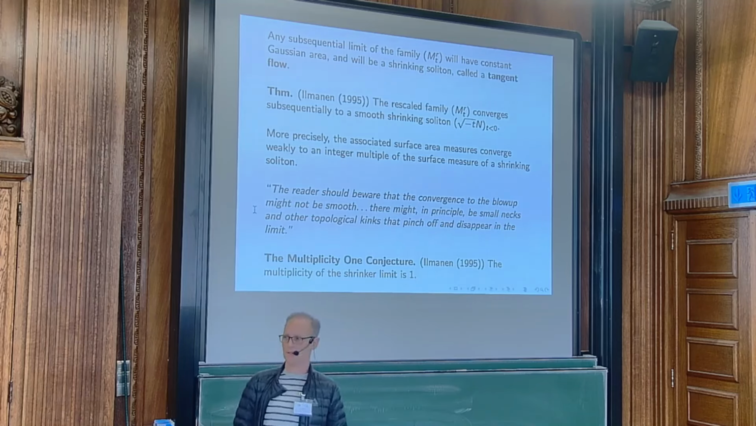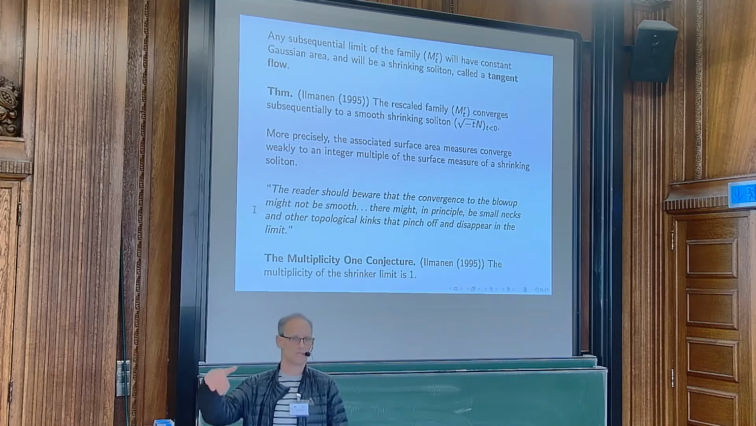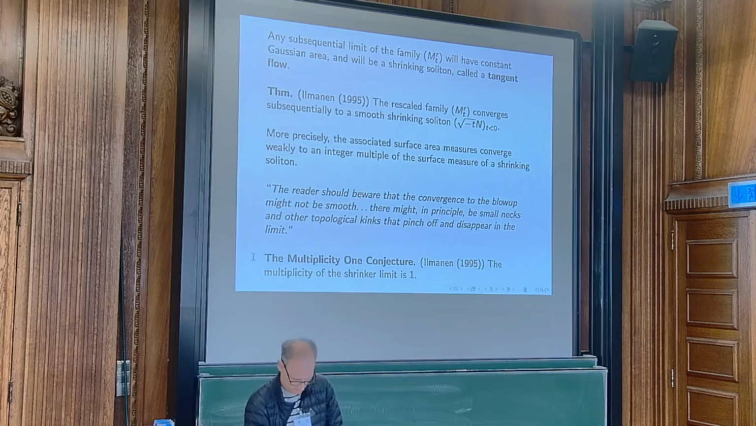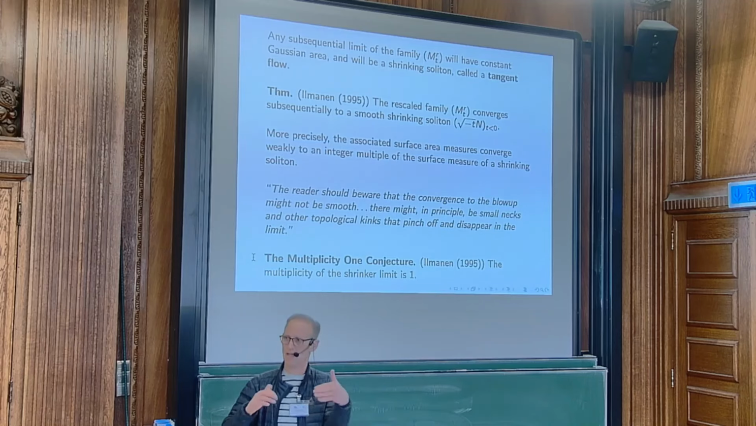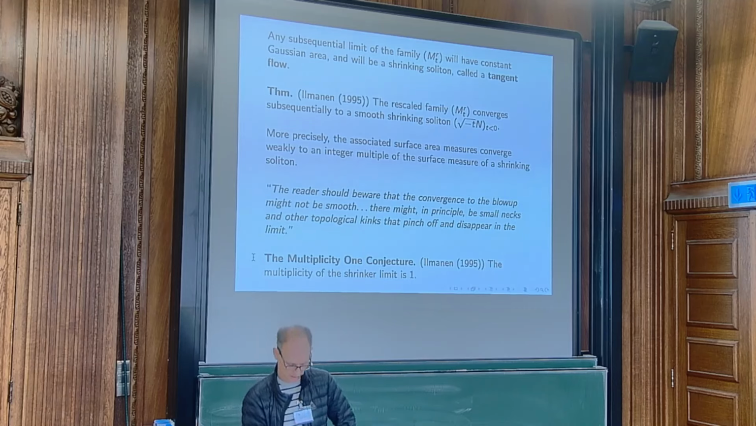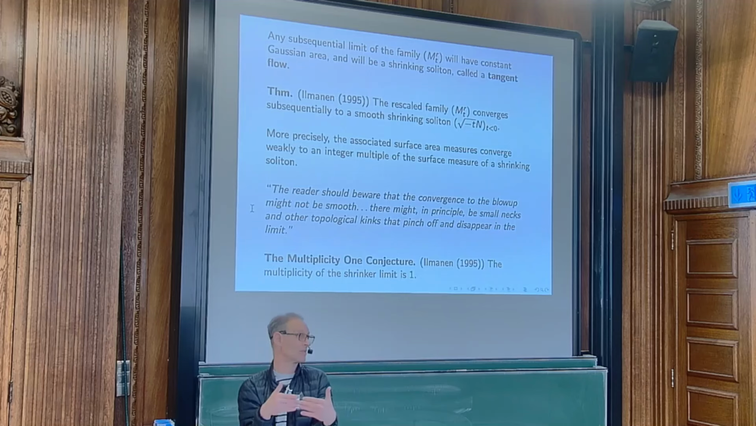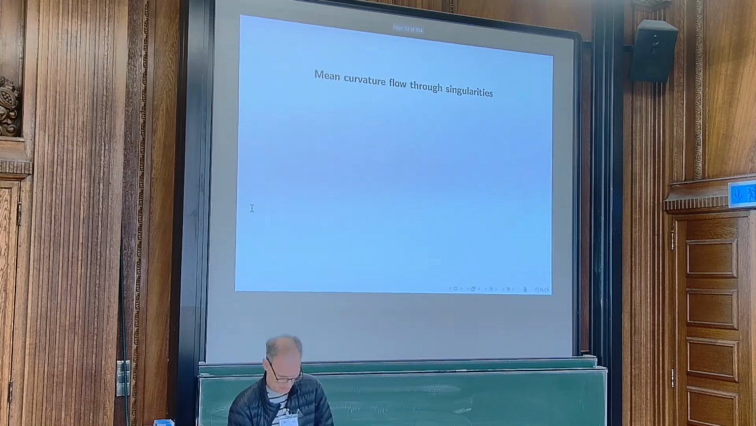But he also made the conjecture that the multiplicity that you see in the limit is equal to 1. So you don't see 2 times or 3 times the area measure of the shrinking soliton, you see 1 times that. So that's the multiplicity one conjecture of Ilmanen. And he noted that if this conjecture were true, then this kind of nasty behavior doesn't happen. A posteriori, if the multiplicity is equal to 1, then in fact the convergence is smooth convergence.